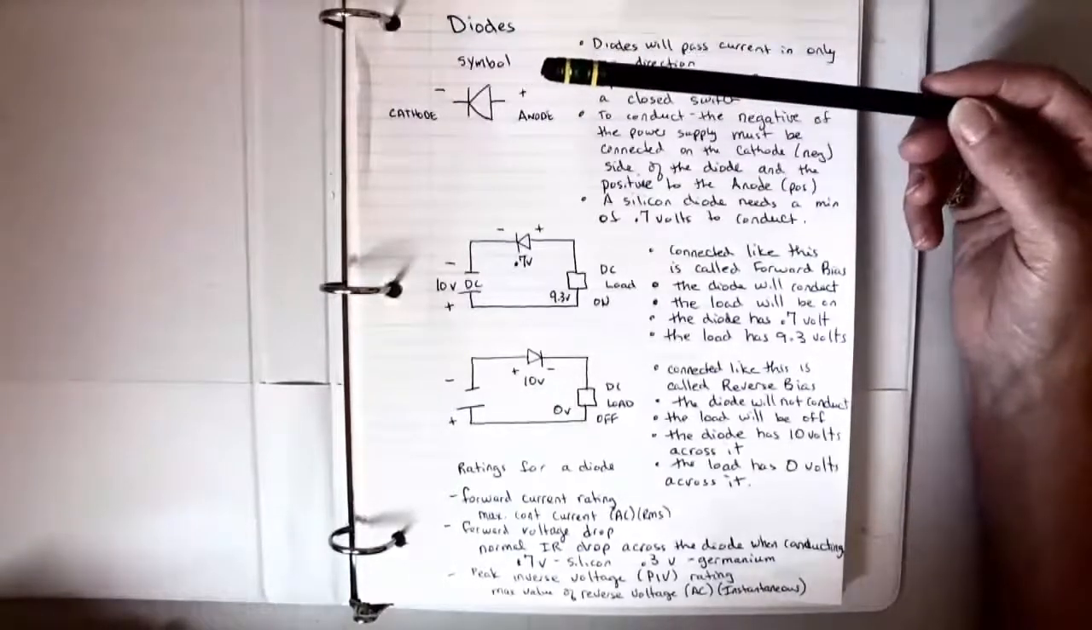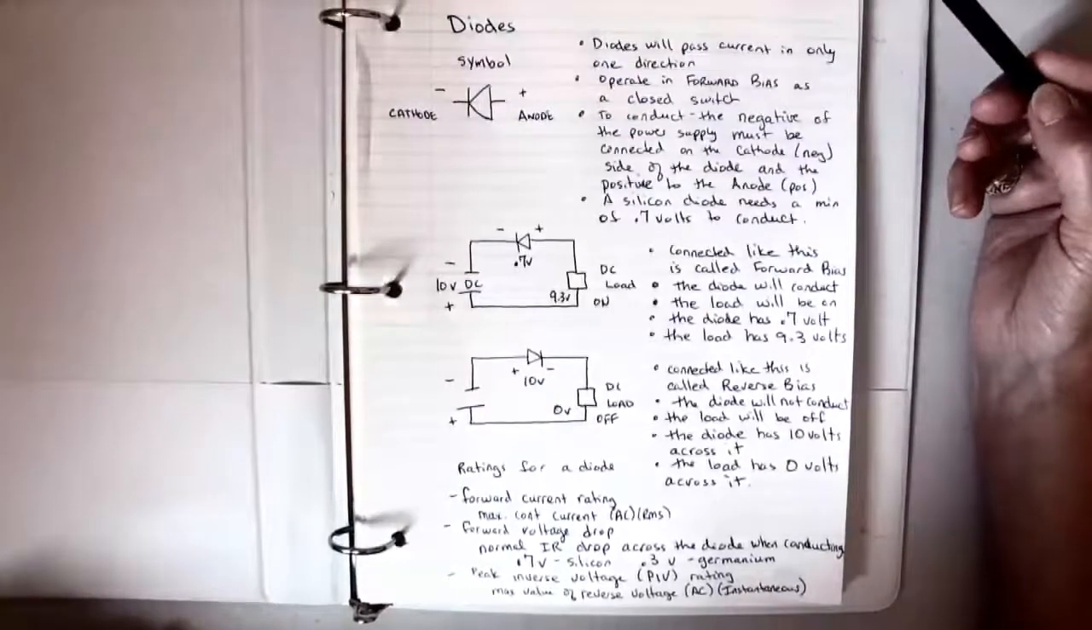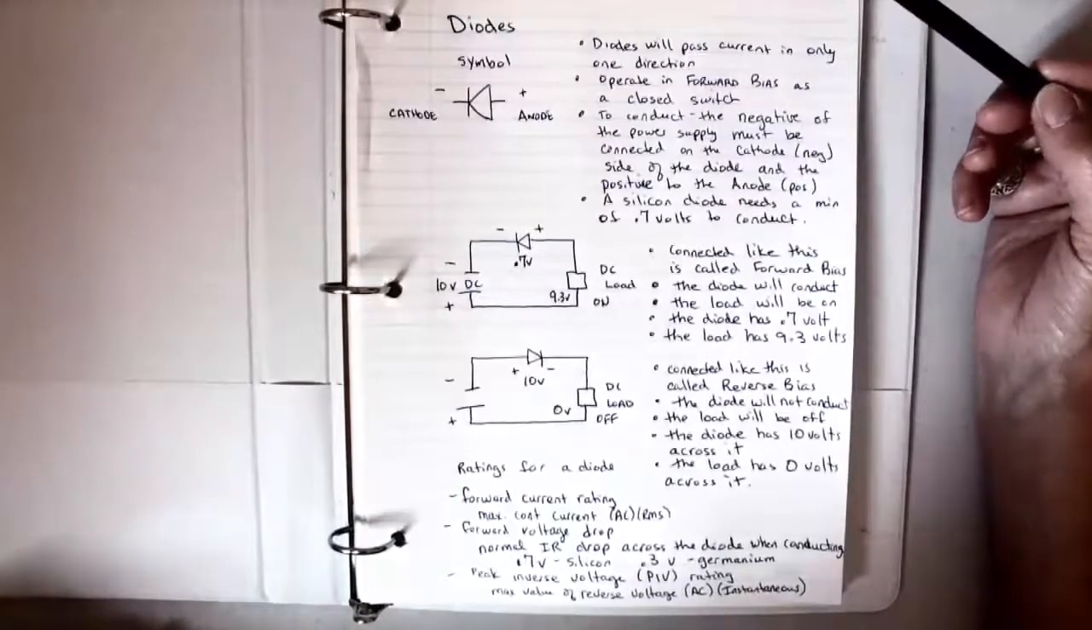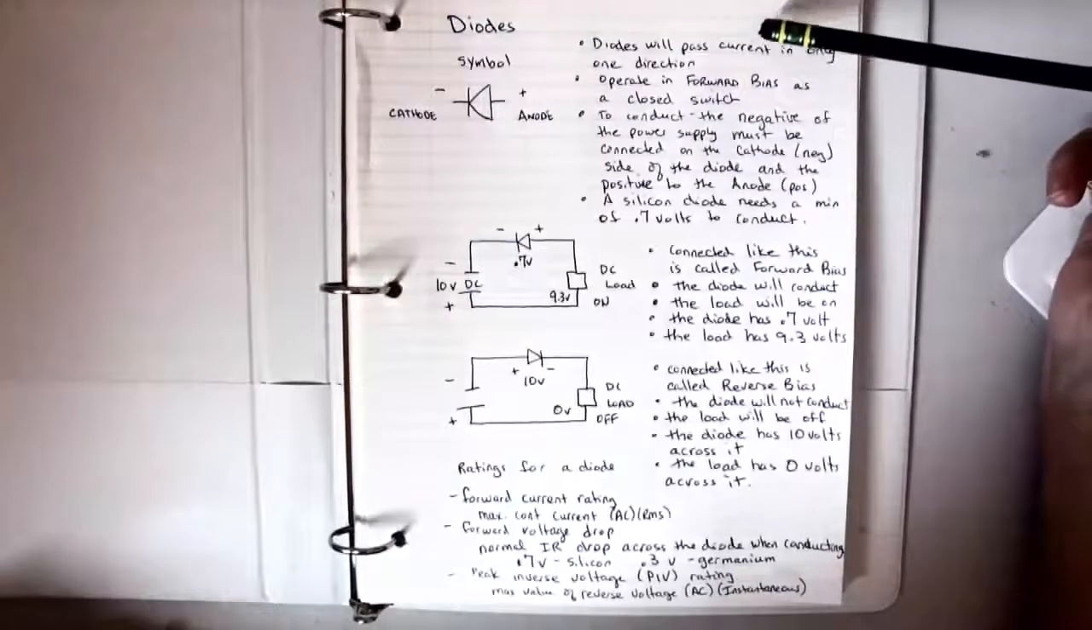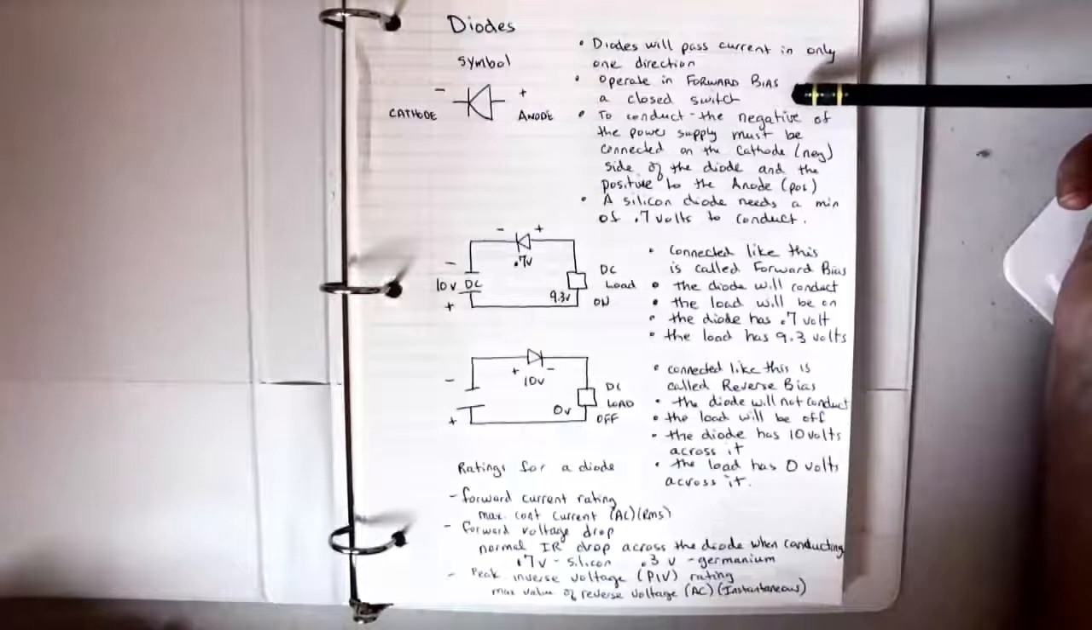So just to back up a little bit, a diode is a PN junction, and if we have the power supply correctly orientated, it will decrease the depletion region and cause the diode to conduct. And diodes only pass current in one direction. When they're passing current, we call it forward bias, and it's operating like a closed switch.